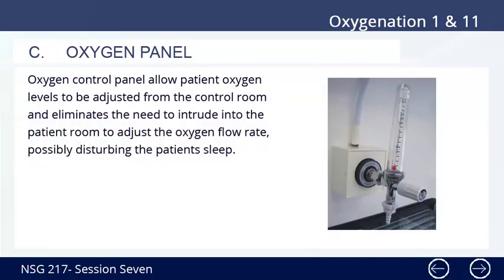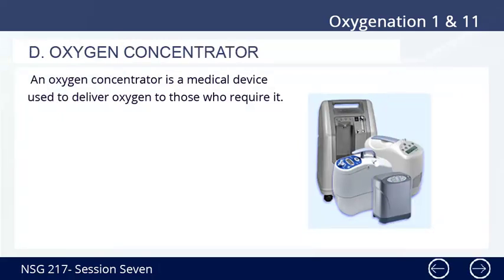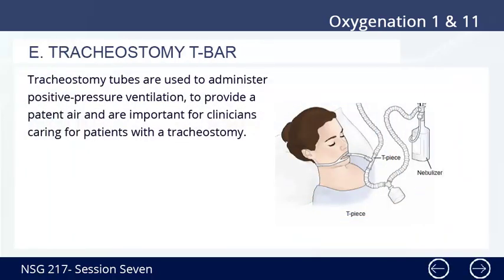C, oxygen panel. Oxygen control panel allows patients' oxygen level to be adjusted from the control room and eliminates the need to intrude into the patient room to adjust the oxygen flow rate, possibly disturbing the patient's sleep, which is shown in the diagram below. D, oxygen concentrator. An oxygen concentrator is a medical device used to deliver oxygen to those who require it, which is shown in the picture below. E, tracheostomy T-bar.